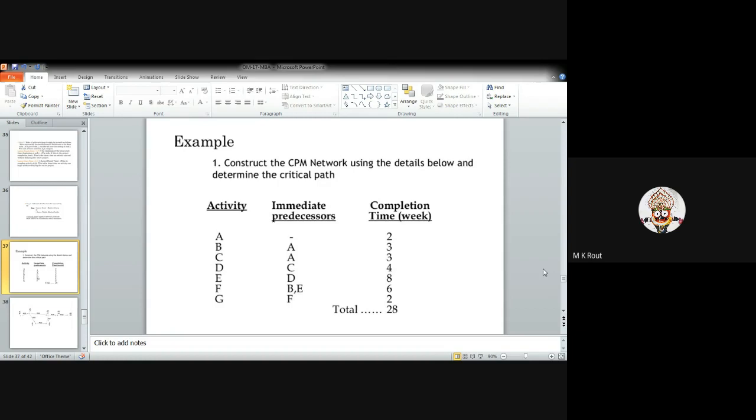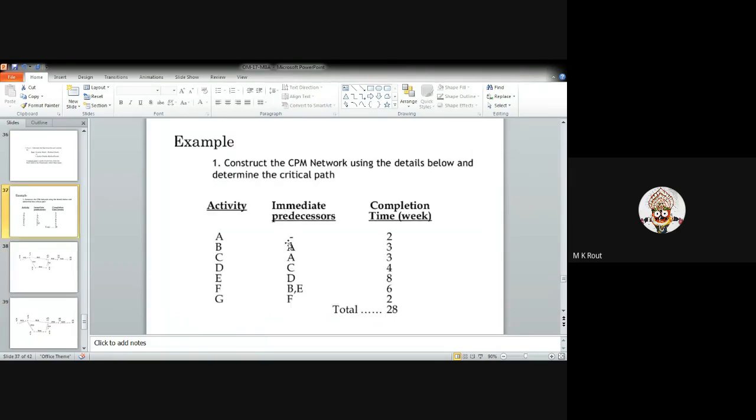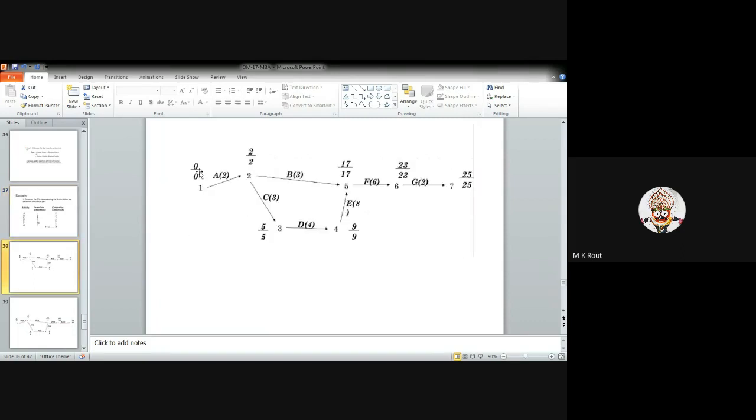Yes, sir. Okay. So here is the network diagram. Because for A, no particular immediate predecessor is given, that's why I just write 0. And this is the second event, that is known as A. For activity A, the time is given as 2 weeks. So that's why I write 2/2. Is it clear?